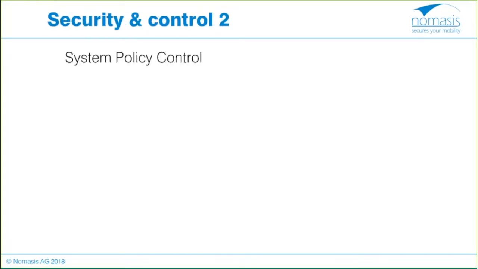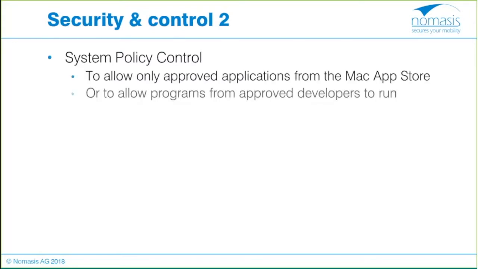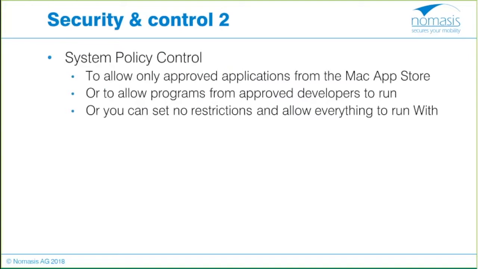Some more security controls we have. We have the generic terms of system policy control and system policy rule on macOS. And basically, with this kind of control, you are able to approve applications from the Mac App Store and allow programs to run from approved developers. So you can also set no restrictions and just allow everything to run. Just choose the wildcard.